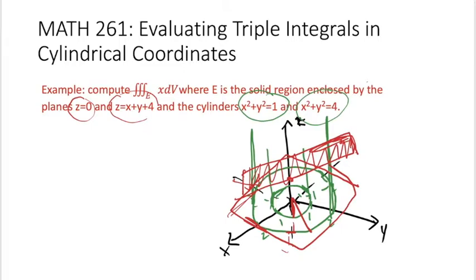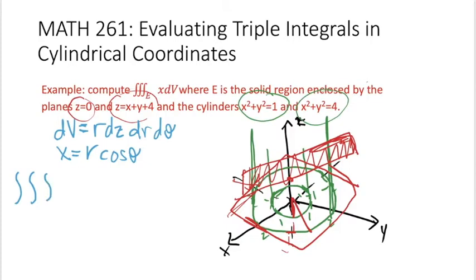So when we set up the integral, we know that dV equals r dz dr d theta. And we know that x in cylindrical coordinates is r cosine theta. So now if we set up the integral in cylindrical coordinates, we're going to have x, which in cylindrical coordinates is r cosine theta, times r dz dr d theta.